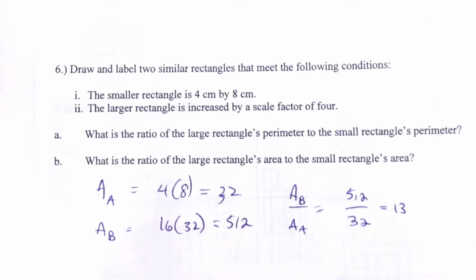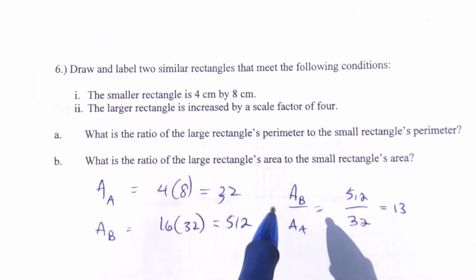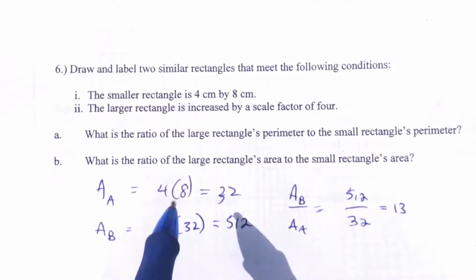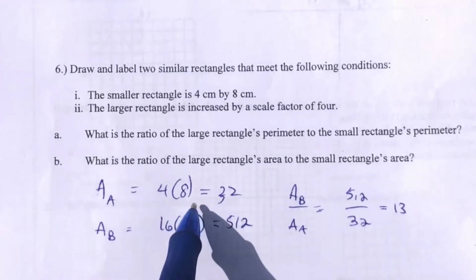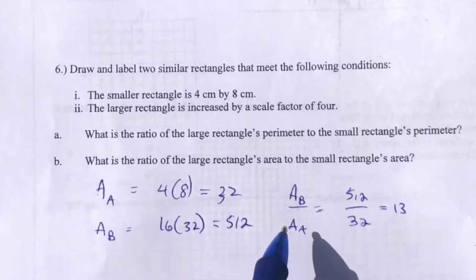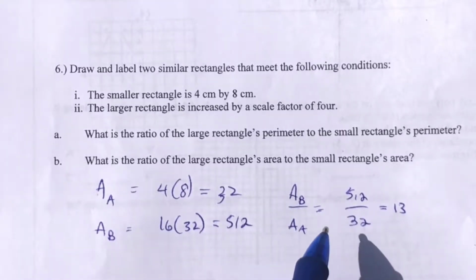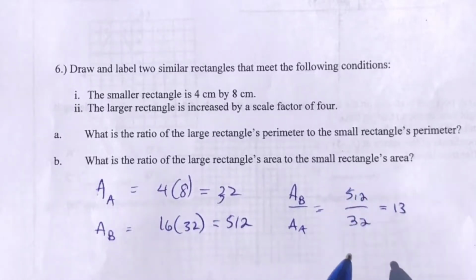This part of the problem asks you to compare areas. The area of the large rectangle to the area of the small rectangle. And when we're calculating area, we multiply the length times the width, 32 for the small rectangle, and then 16 times 32, 512 for the large rectangle. Compare them, large over small, 512 over 32. And what's interesting about this, that equals 16 when we reduce it.